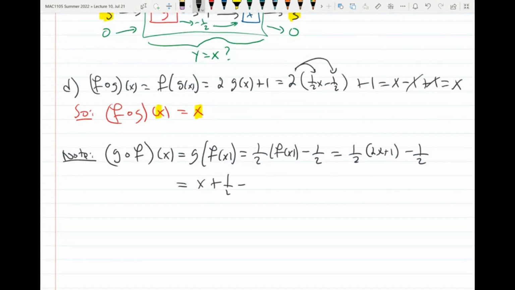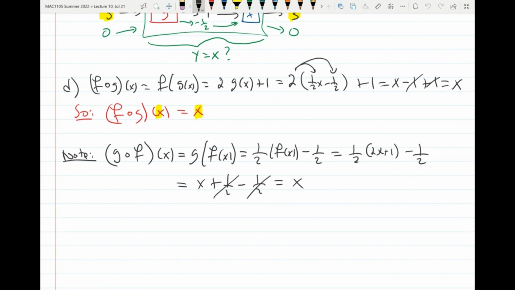So that's x plus 1/2 minus 1/2. So we get x as well. Okay? So in other words, this line right here is telling me that f cancels g. This line here is telling me that g cancels f. Do you understand this? Okay? So whenever this happens, we say that these two functions are actually special. We call them inverse of each other.